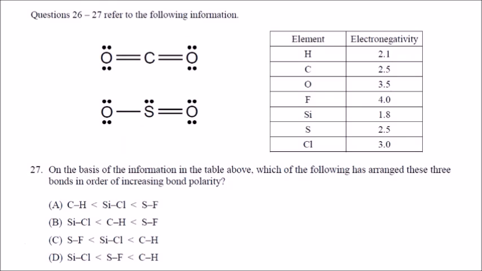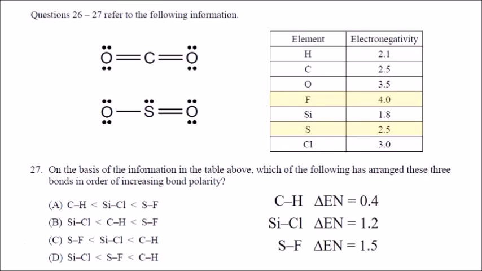Let's start with carbon and hydrogen. The difference is 0.4. Then let's take a look at silicon and chlorine. The difference is 1.2. And now let's take a look at the difference between sulfur and fluorine, and that difference is 1.5. So in order of lowest to highest, increasing bond polarity, the correct answer for number 27 is A.